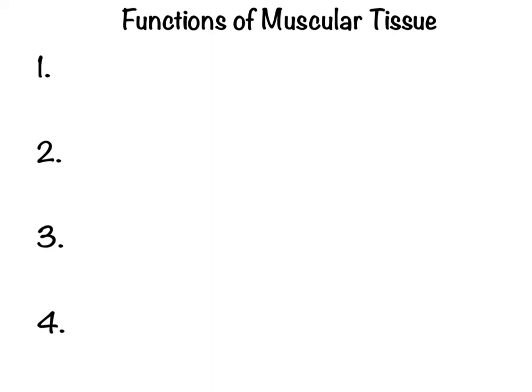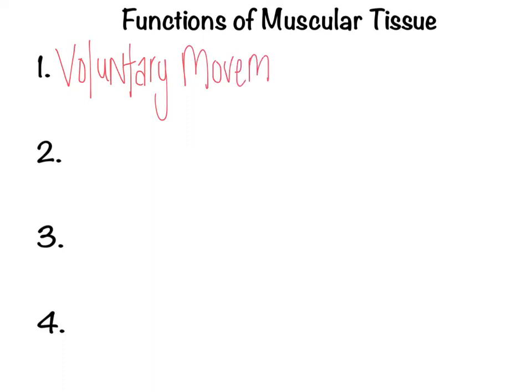I think probably the most obvious thing that you would say is movement, which is totally correct. But we are actually going to break it down into 2 different types of movement. So we're going to go back to using some terms that we used last semester. So the first one would be voluntary movement. If you remember from last semester, the term voluntary means you choose to do it.